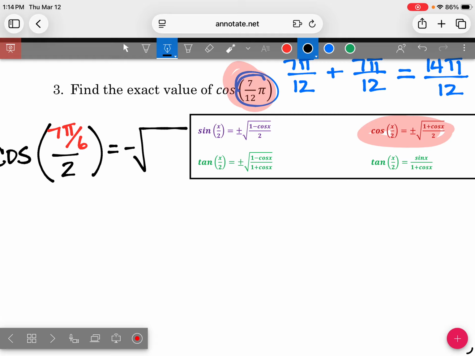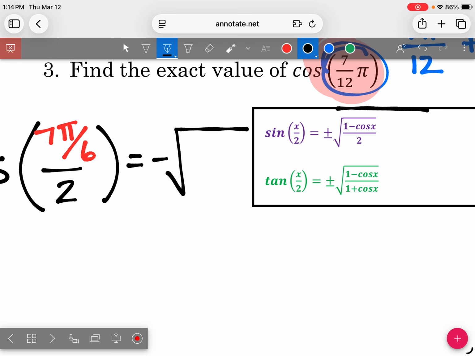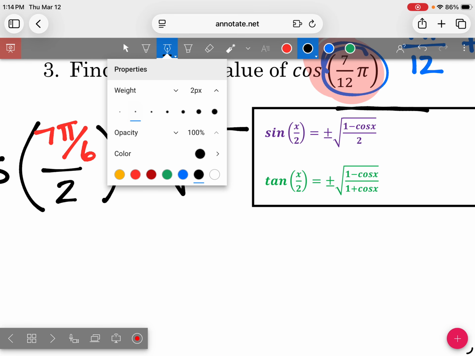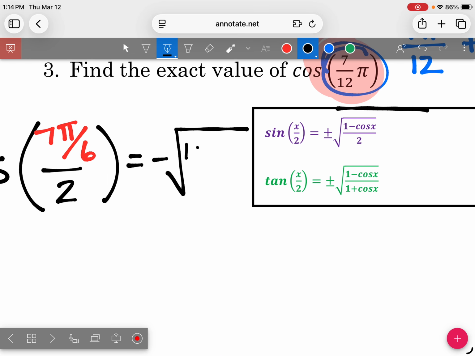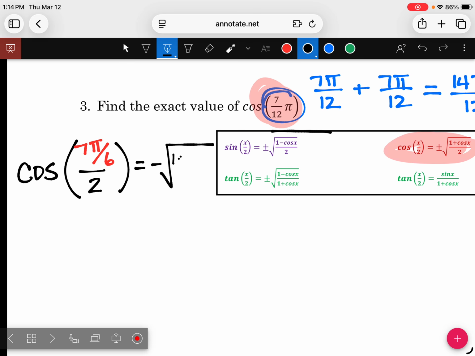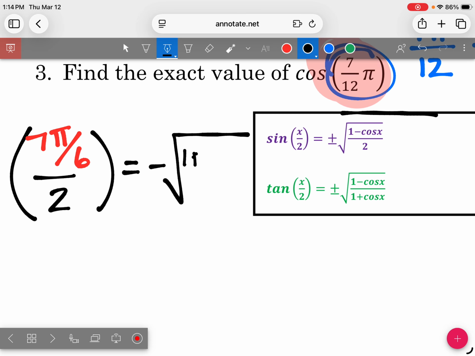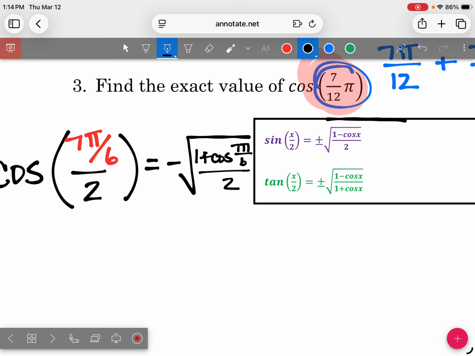Negative, and then it'll be 1 plus, let's see if I can squeeze this in here. Wait, is it 1 plus or 1 minus? Hold on, let me see. 1 plus, yeah. 1 plus the cosine of 7 pi over 6 all over 2. That's my identity that I'm working with. So I'm going to bring that down. So we got cosine 7 pi over 6 equals negative.